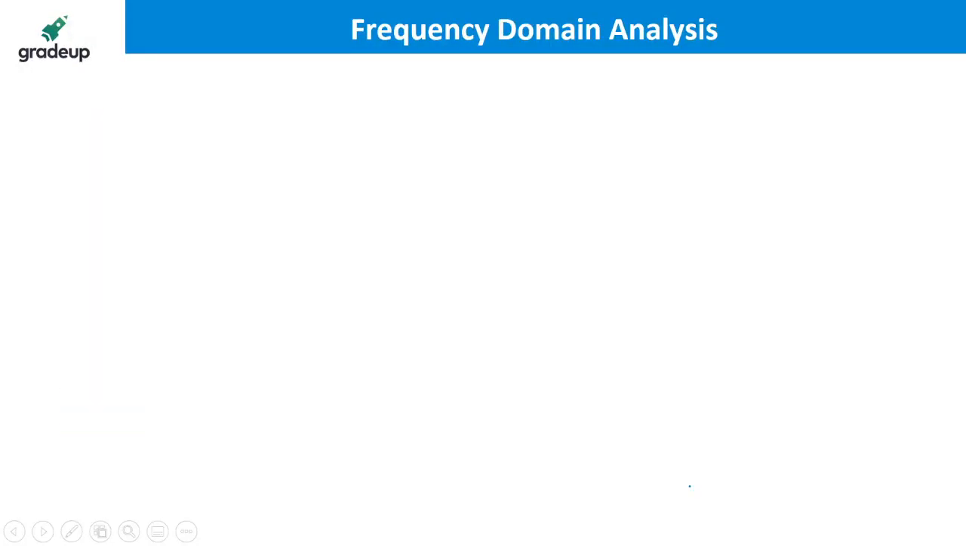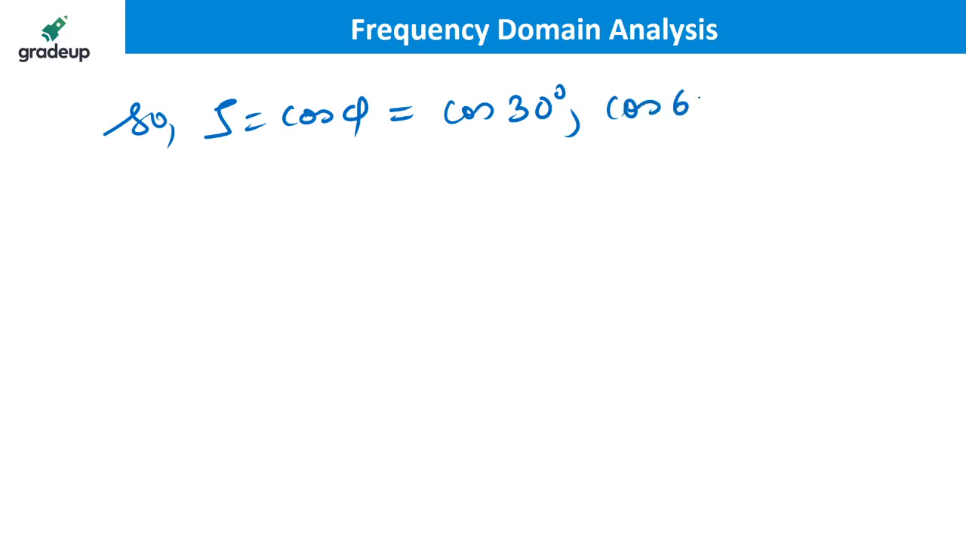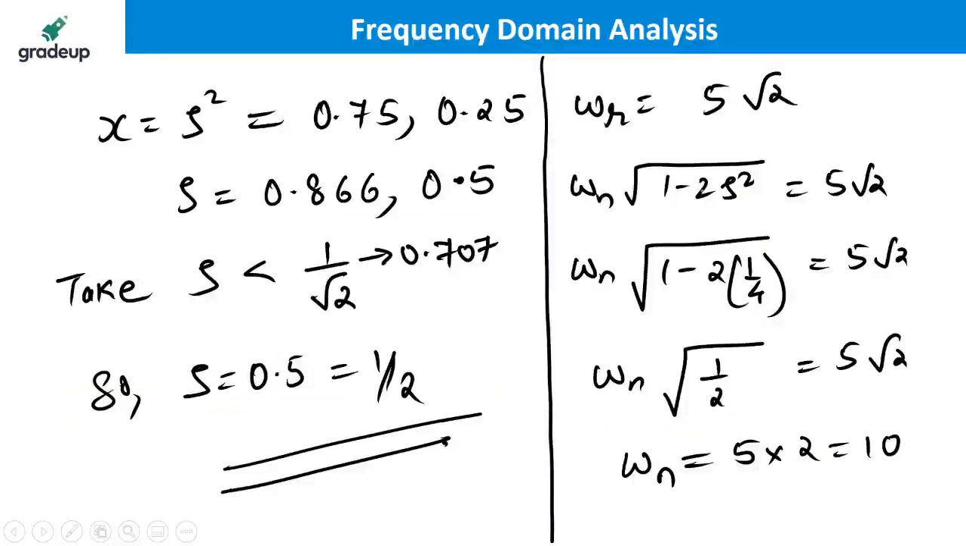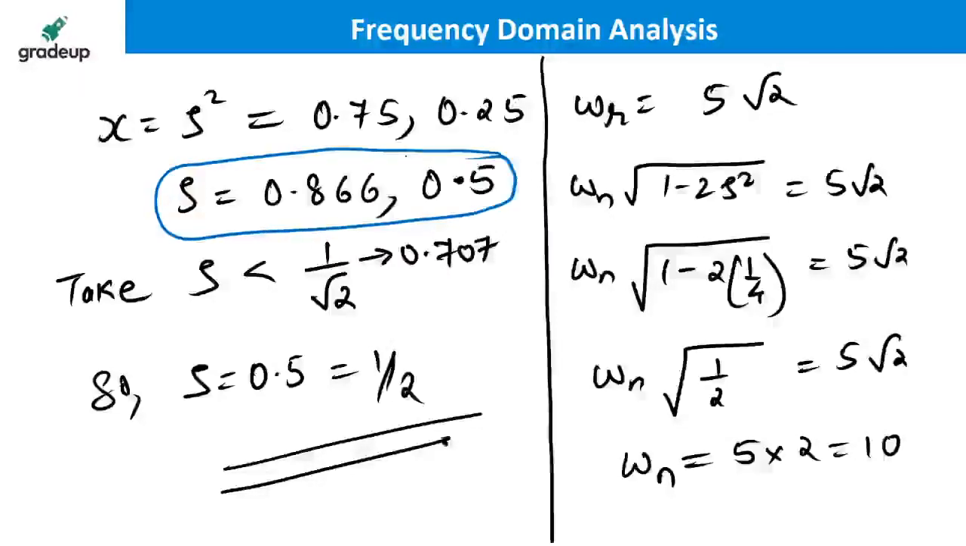So what is zeta? Zeta is cos phi. Once phi is found, zeta is cos phi, and that is equal to cos 30 or cos 60. Cos 30 is root 3 by 2, cos 60 is half. Root 3 by 2 is 0.866 and otherwise 0.5. Same values, 0.866 and 0.5.